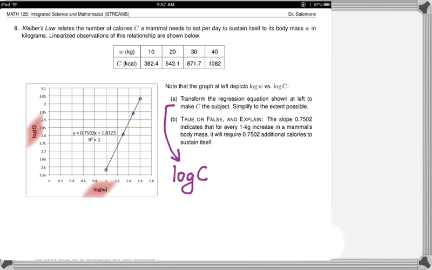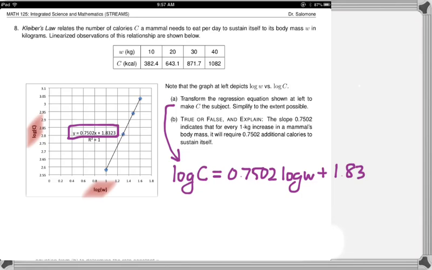So the linearized equation that Excel has come up with in the regression here will give us log of C is 0.7502 times log of W plus 1.8323. And just real briefly, those groups that worked on this, how did you solve this equation to make C the subject? How do you rearrange this to get the C by itself? Well, you have to get the log out of C.